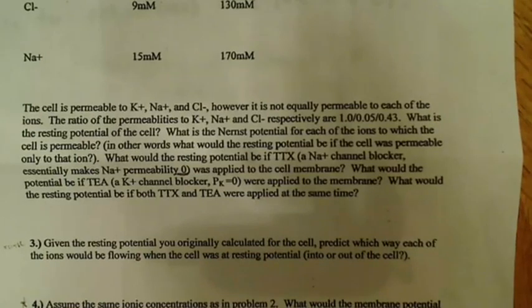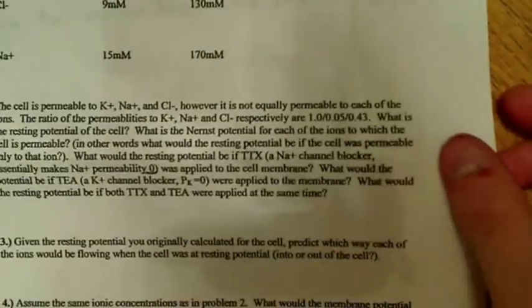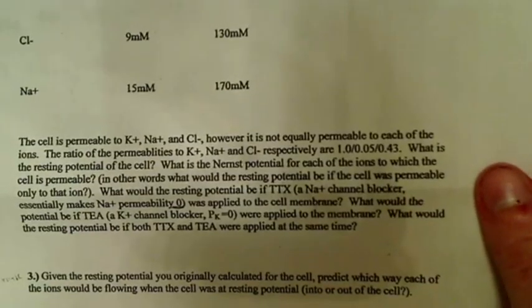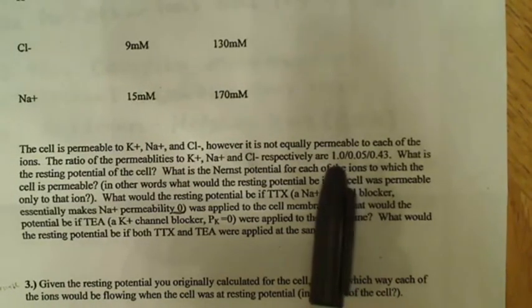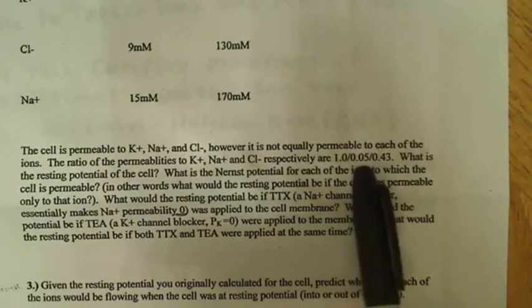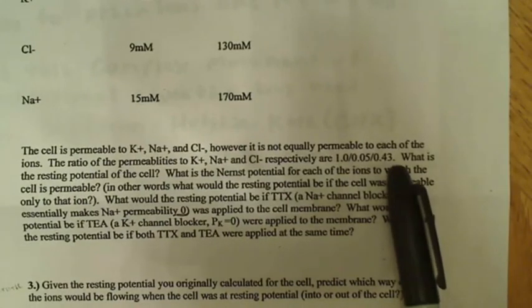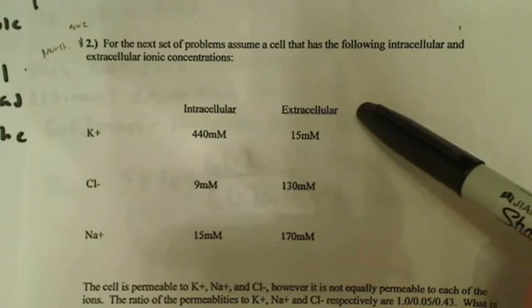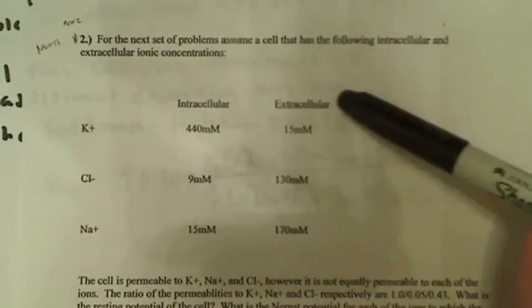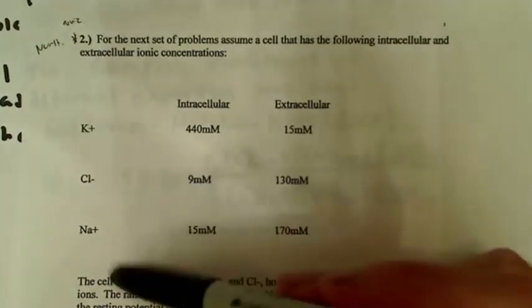So this is a great little question. It really will solidify what I just said about the Goldman-Hodgkin-Katz equation. They want to know what the resting membrane potential for the cell is, and they've given us the permeability constants, 1 for potassium, 0.05 for sodium, and 0.43 for chloride. And they've also given us all the values for the intracellular and extracellular spaces. So what's going on inside the cell, what's going on outside the cell, for each one of these ions. So let's write down what we need here.